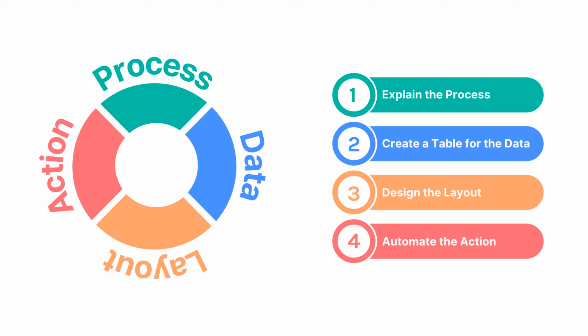In this series, you learn my 4-part framework for simplifying, automating, and scaling your business with Glide. For each task, you want to explain the process, create a place to store the data, design the layout, then automate the actions. As you grow, each one of these steps might be simpler or more complex, depending on what you're trying to do. But these are the things you want to think through every single time.